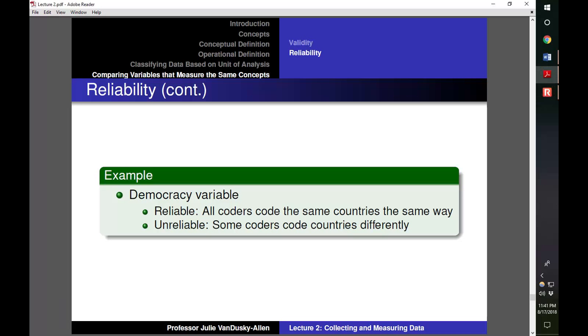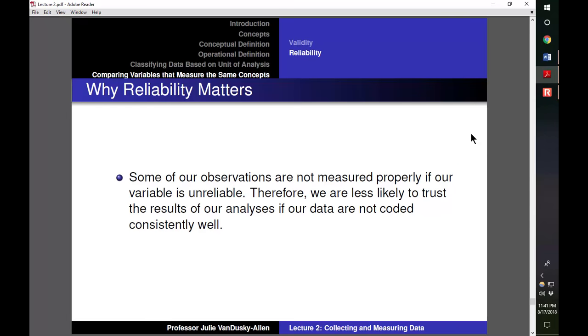Using our democracy variable as an example, the variable would not be reliable if some countries were coded differently by different coders. It would be reliable if all the coders measured the countries the same way. The reliability of a measure matters because if our variable is unreliable, some of our observations will not be measured properly. Therefore, we are less likely to trust the results of our analyses if our data are not coded consistently well.